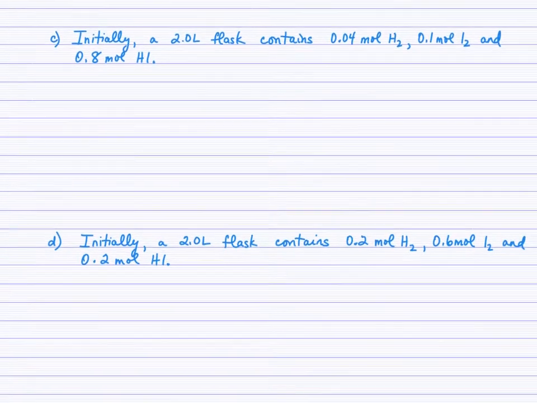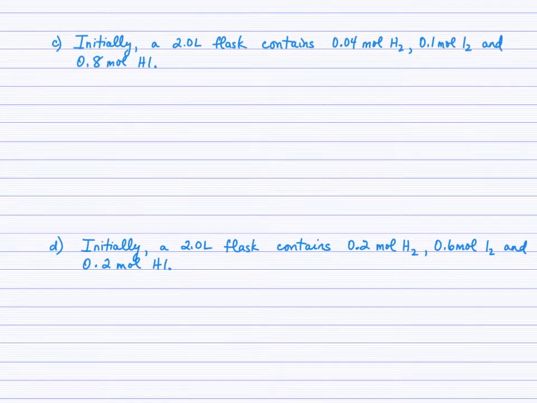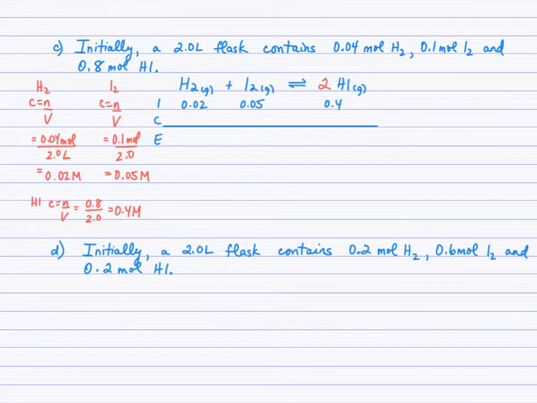Okay, let's try the next one. So set up your ice table and your initial concentrations and see if you can decide which side is the plus and which side is the minus for the change row. Okay, so I've constructed my ice table by calculating the initial concentration, C equals N over V, for all 3 substances. Really, at this point, it's hard for me to decide which side is increasing and which side is decreasing.